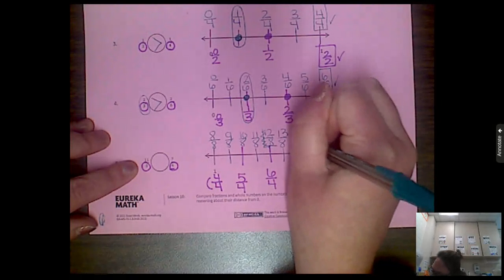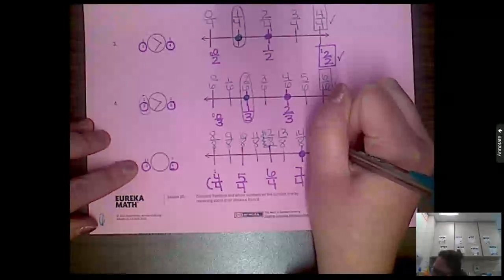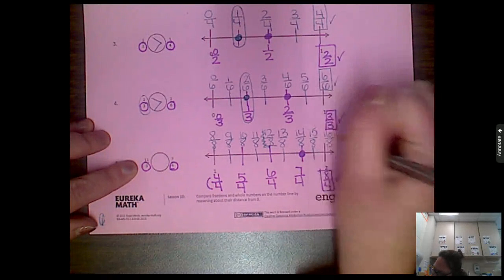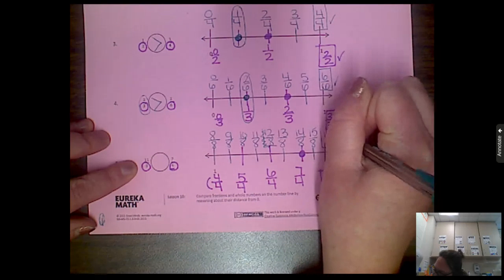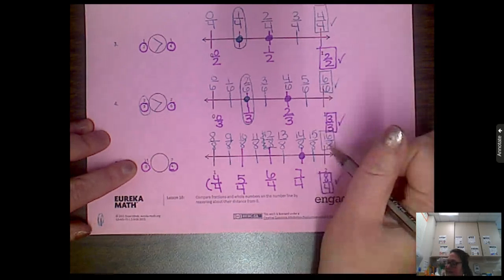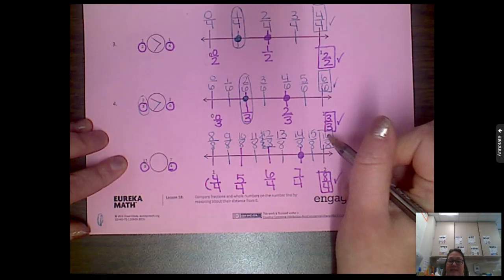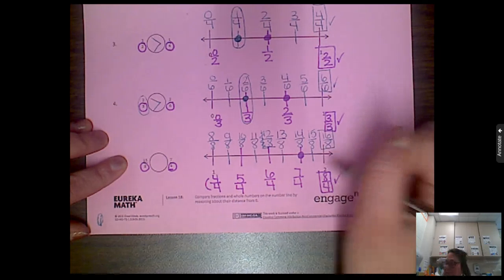14 8s, 15 8s, 16 8s. There's where you're going to box. 16 8s. So we stopped there. So that's equal to 2 wholes, or it should be. So that's why we're going to check 16 divided by 8 equals 2. So I know that we're correct.